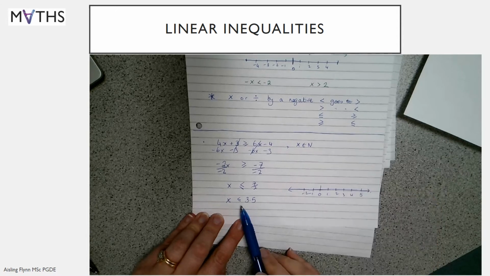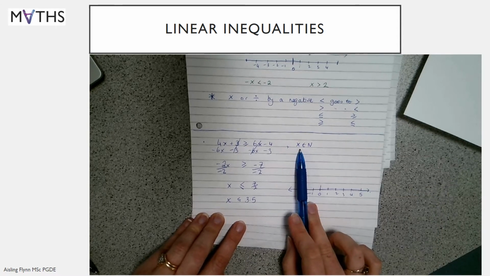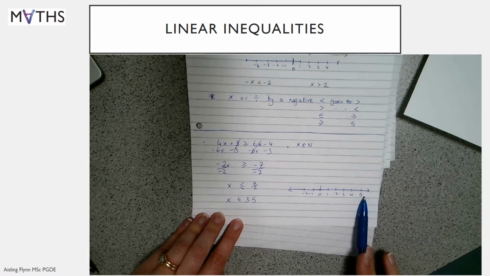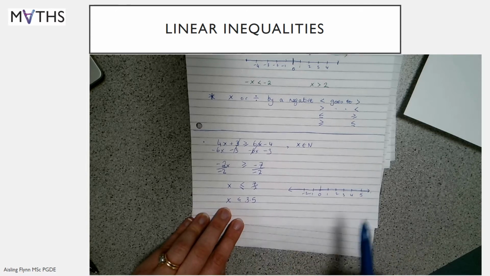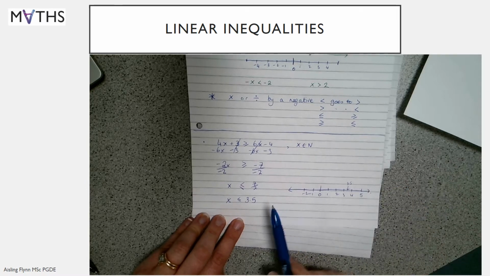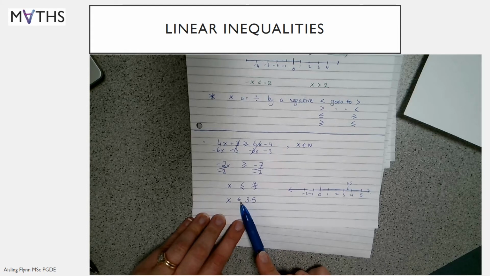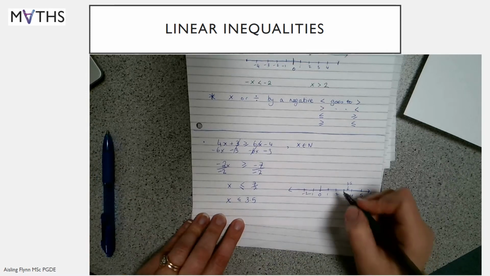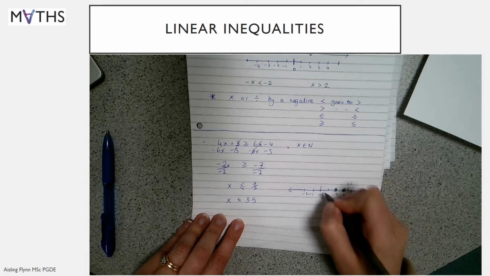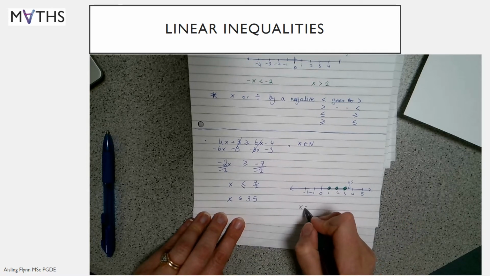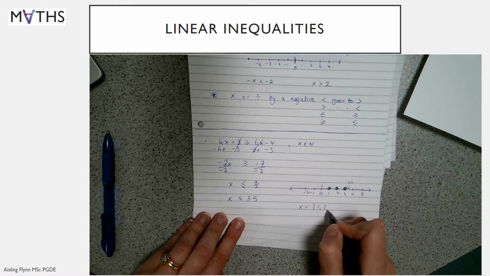So x, we're told, is a natural number, so we'll be sticking to the positive whole numbers. It must be less than or equal to 3.5. 3.5 is here. Can it be equal to 3.5? No, because it's supposed to be natural, and that's not a whole number. So the natural numbers smaller than 3.5 are 3 and 2 and 1. They're the only possibilities. So x equals 1, 2, or 3.